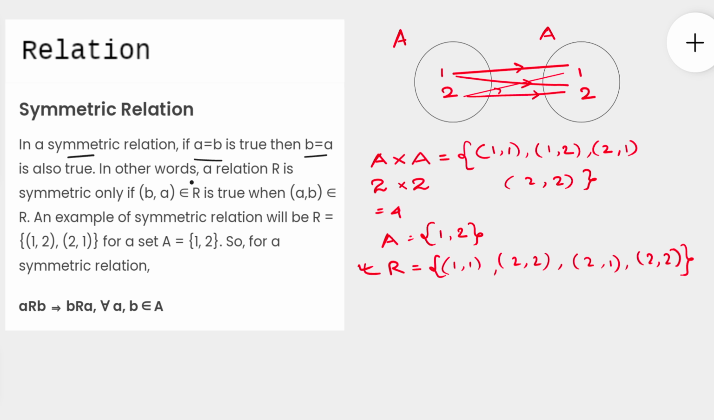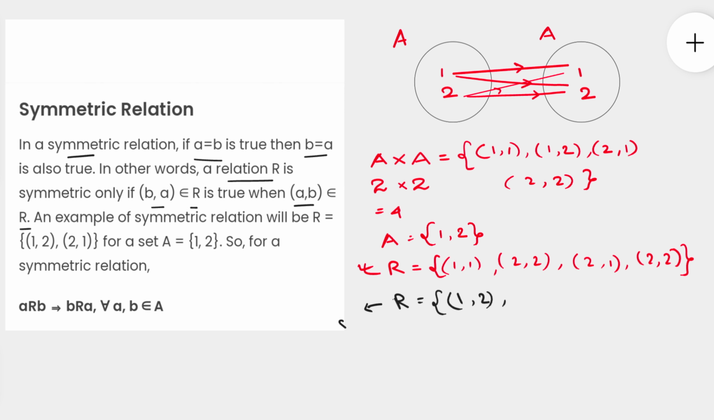In other words, a relation R is symmetric if B, A, that is the ordered pair, belongs to R when A, B also belongs to R. That implies that, let me give you a very small example here. From the same example, of course, suppose we have 1, 2 in this particular relation. Now this particular relation will be called symmetric.